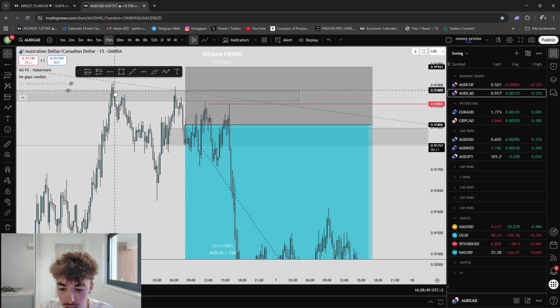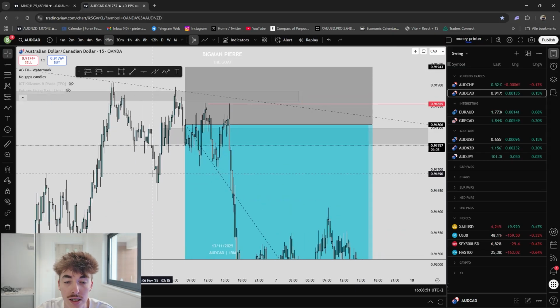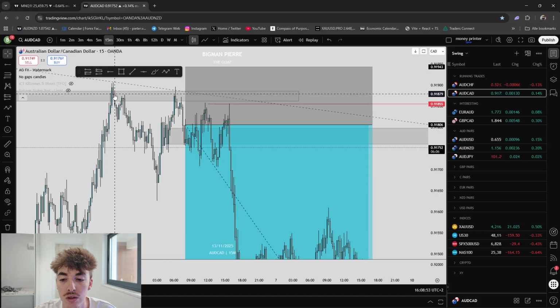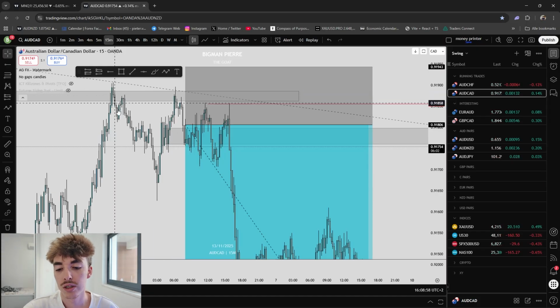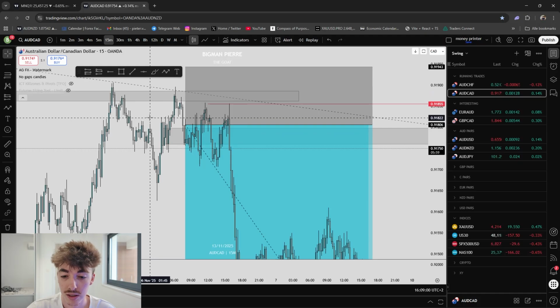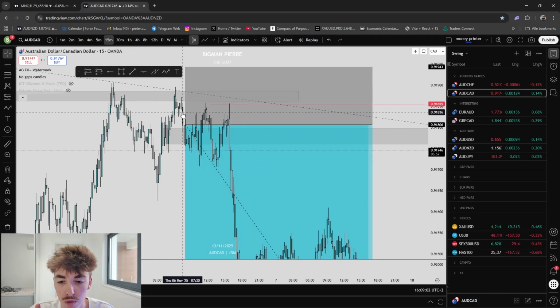So what could we see here in my area? First rejection, super nice. We created this new supply, and as you can see right here, it was tapped. However, this was during the night, and I don't trade during the night, so I missed this entry opportunity. But what could we see?